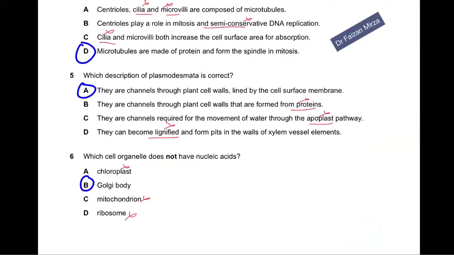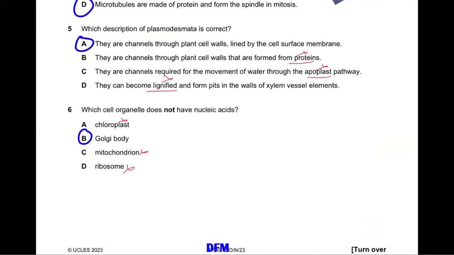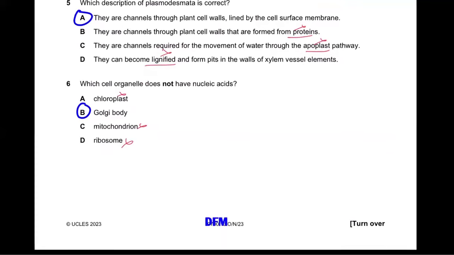Yes, that's correct. Which description of plasmodesmata is correct? They are channels through the plant cell walls lined by cell surface membrane. Yes, they are lined by cell surface membrane. Channels lined by protein. No. Channels required for movement of water along the apoplastic pathway. No, that moves along cell walls. They become lignified. No, they don't become lignified because they don't have cell walls.